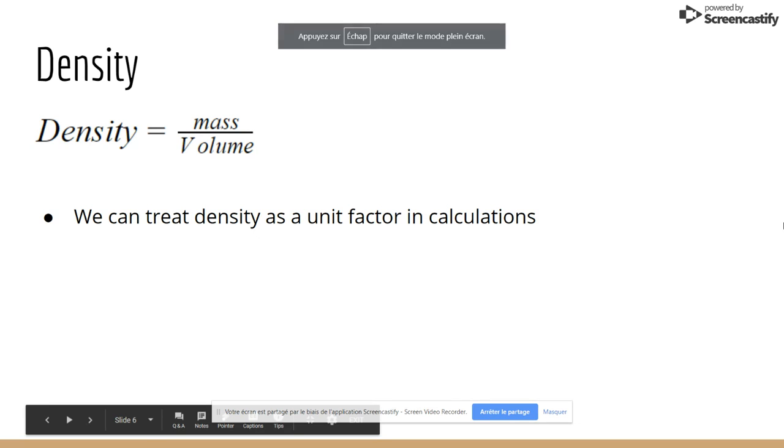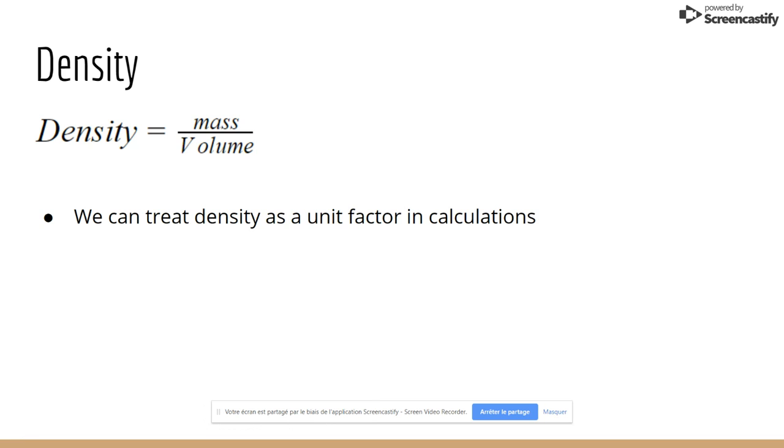Pause here. I'm sure that you've heard about density before, just mass over volume. It's usually measured in grams per milliliter or grams per cubic centimeter. Sometimes you'll see it in grams per liter, especially when we're talking about gases. But we can actually treat density as a unit factor in calculations, such that we don't need to have multiple different steps going on. This just makes things less complicated. We'll take a look at an example with that.